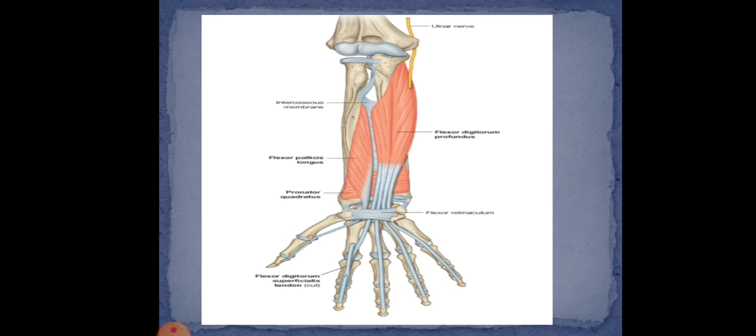The insertion of these muscles again is very important. Flexor digitorum profundus is inserted in the base of the distal phalanx, so it produces flexion of the distal interphalangeal joint. So the muscle that produces flexion at the distal interphalangeal joint is flexor digitorum profundus. The muscle that produces flexion at the proximal interphalangeal joint is flexor digitorum superficialis. Okay.